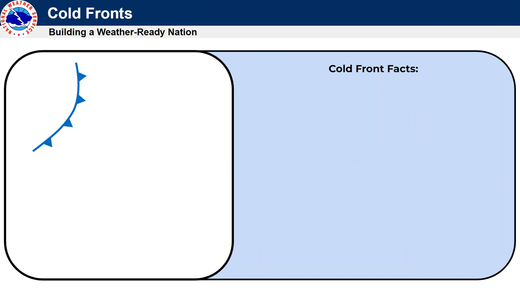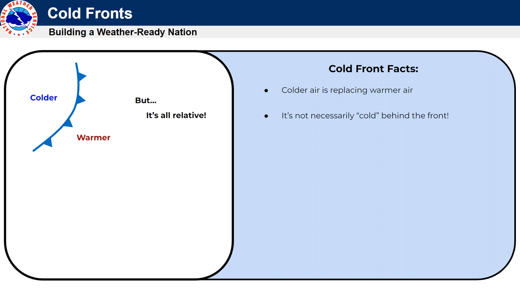Here are a few facts about cold fronts. Cold fronts typically replace warmer air. However, it may not always be cold behind the cold front. For example, let's say that it's near 100 degrees outside, and then a cold front comes through and it does knock the temperature down, but only to the 80s. It's not necessarily cold, so it's relative. You may have to replace that cold with cool or cooler.